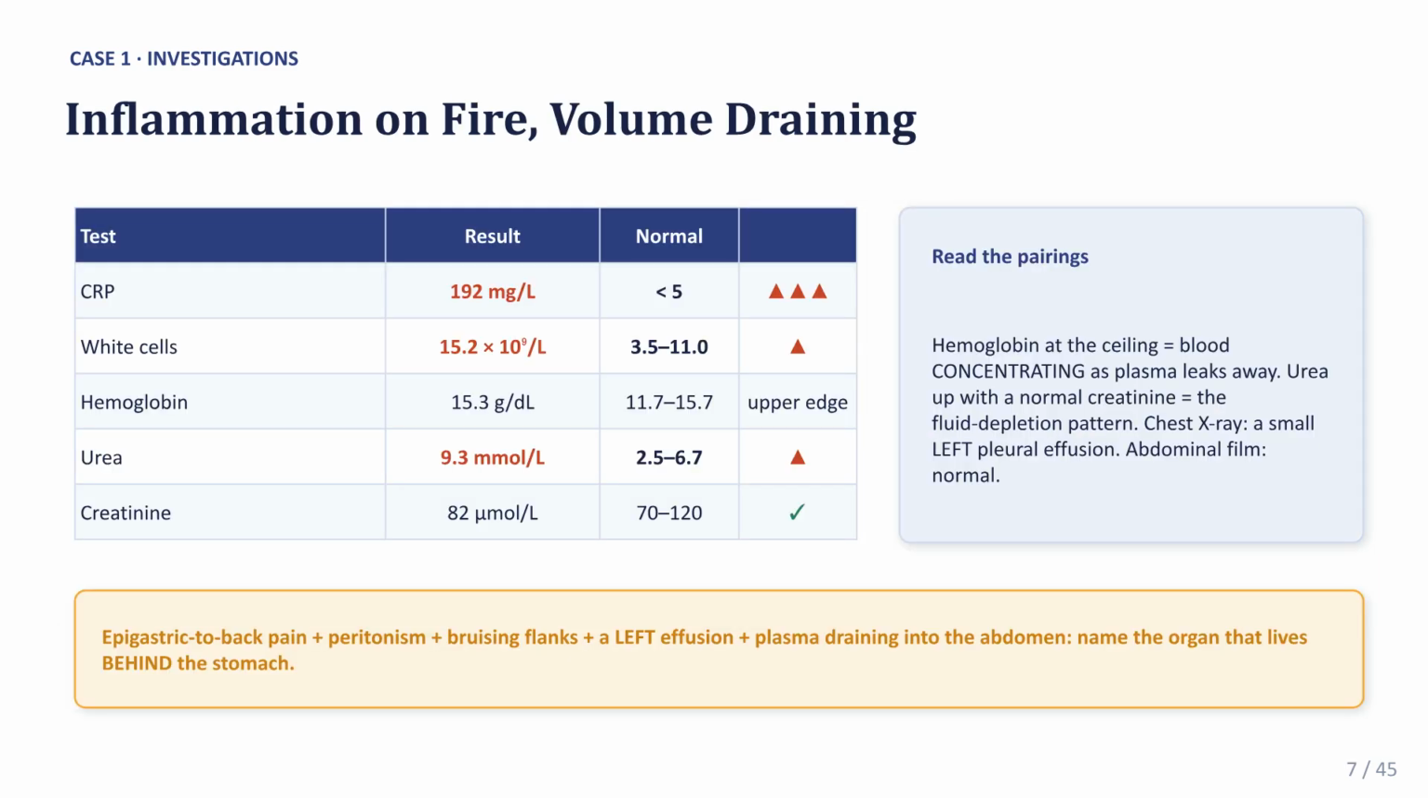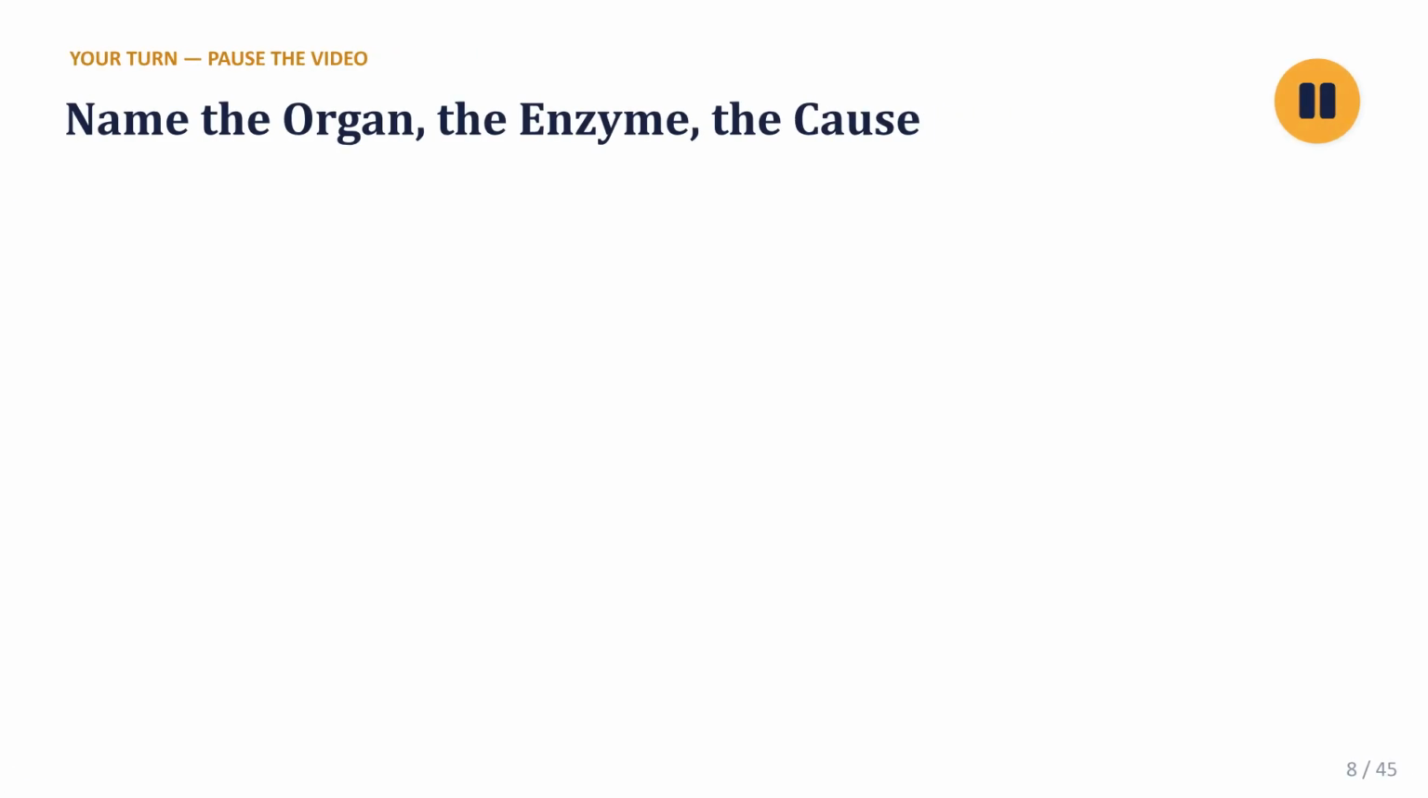The laboratory results show high inflammation and signs of plasma loss. Hemoglobin is abnormally high due to concentration, and urea is rising. We have localized inflammation near the stomach and back. Based on these findings, can you identify the specific organ and the underlying process? Take a moment to pause the video.